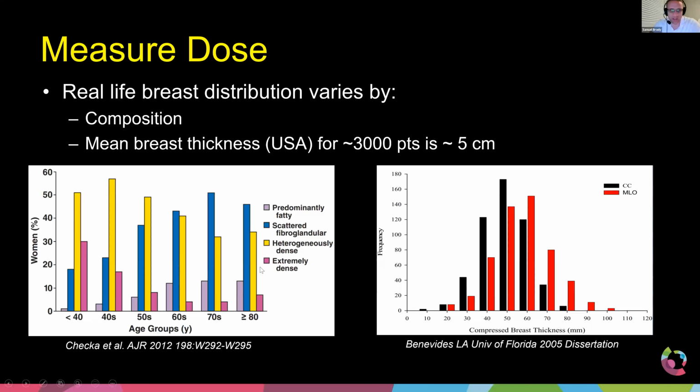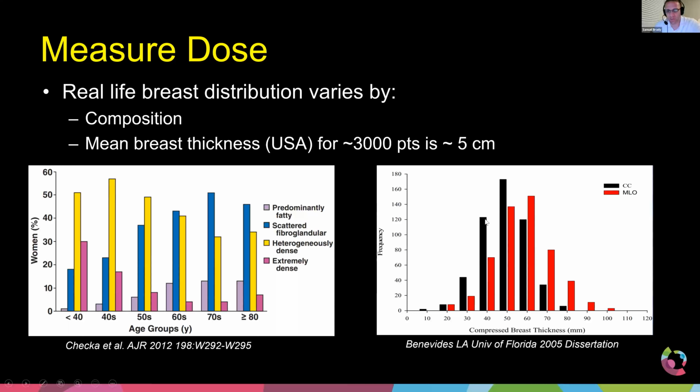So as we get older, the breast becomes less dense, more scattered fibroglandular, and it trends towards fatty. We already know this. I mean, we know this by inspection. We've been looking at mammograms now for many decades. And then you look at the overall histogram of compressed breast thicknesses.